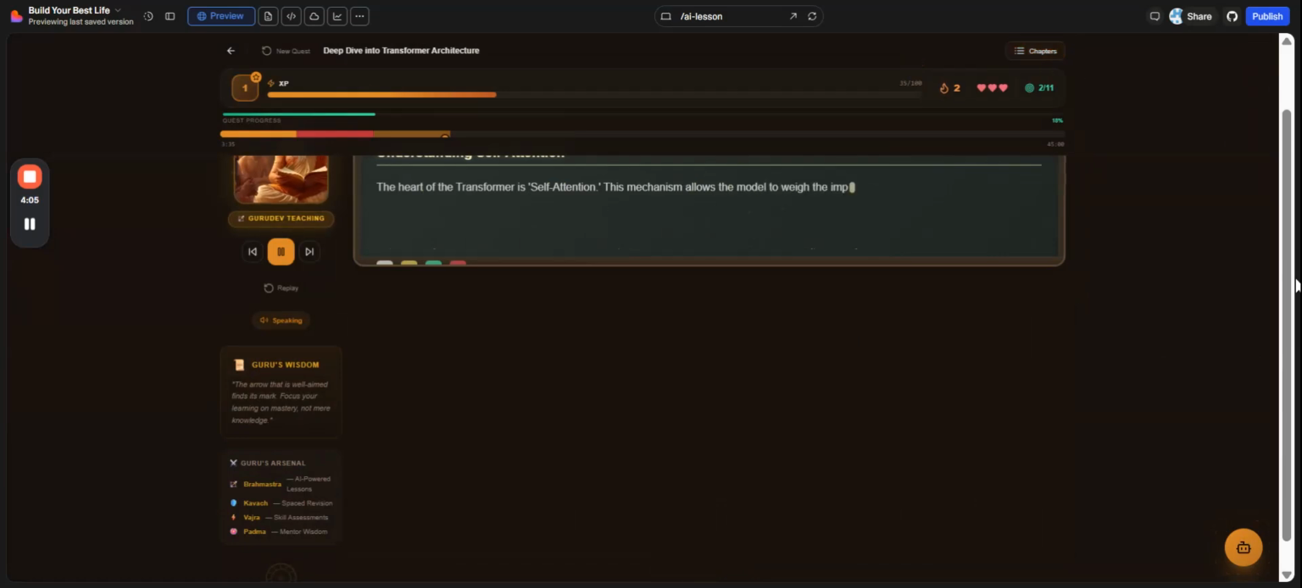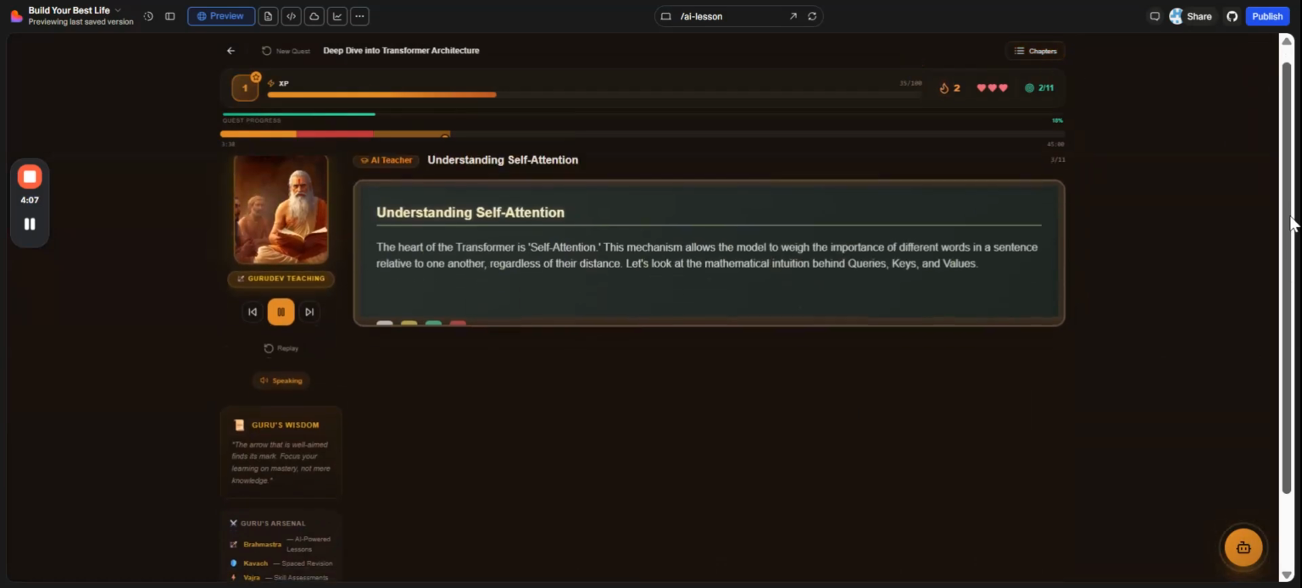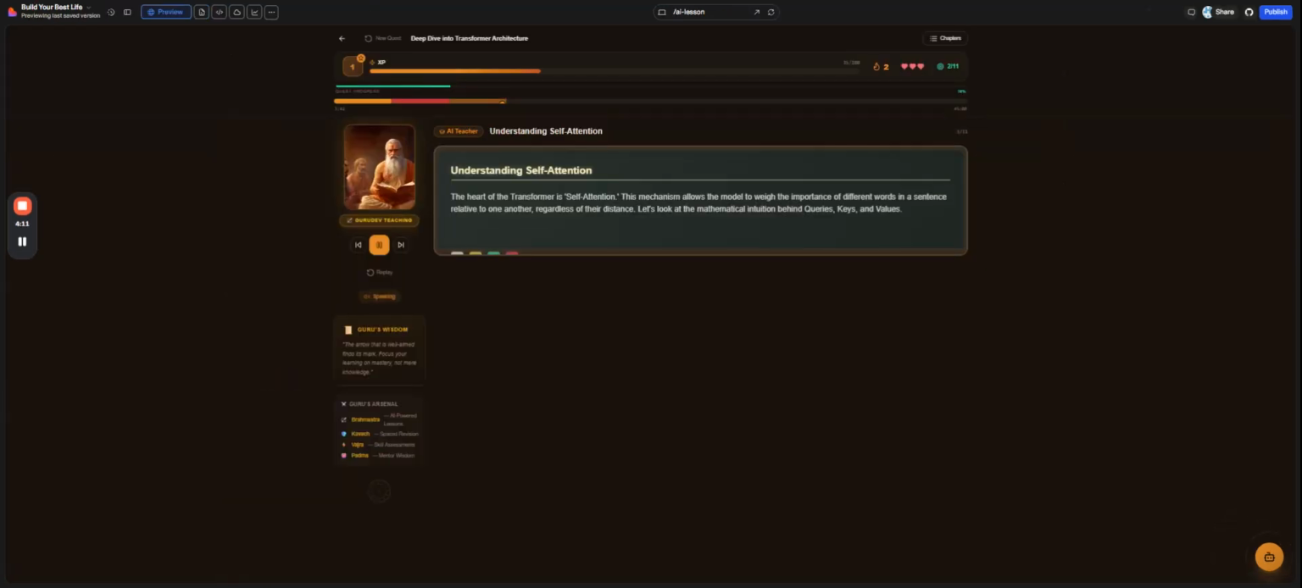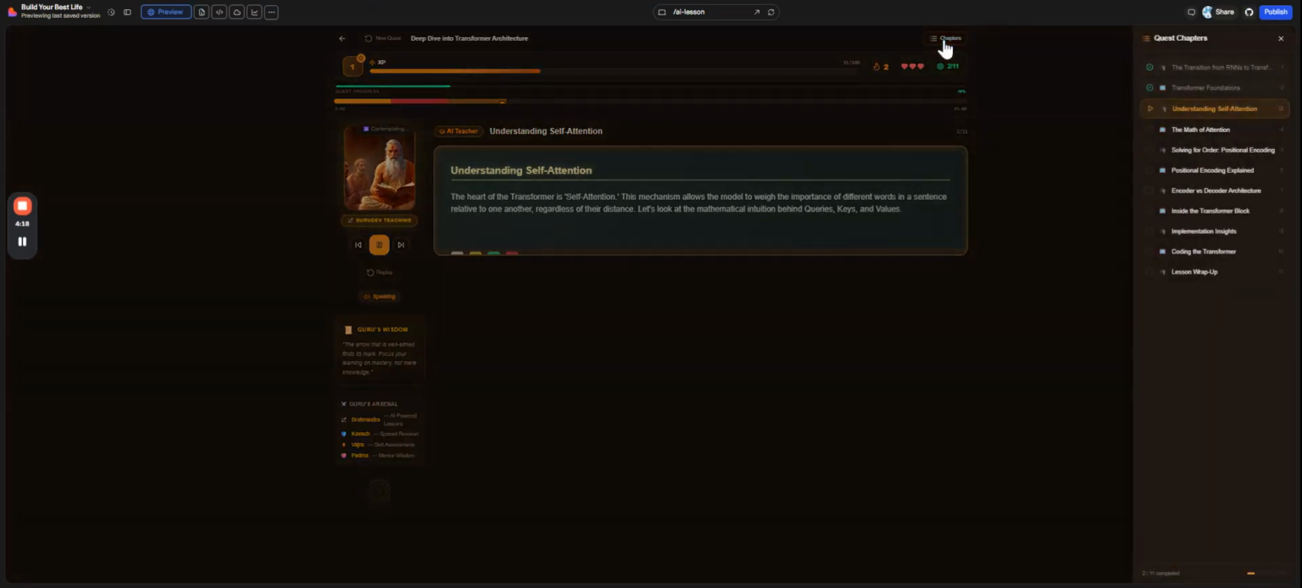The heart of the transformer is self-attention. This mechanism allows the model to weigh the importance of different words in a sentence relative to one another, regardless of their distance. Let's look at the mathematical intuition behind queries, keys, and values.